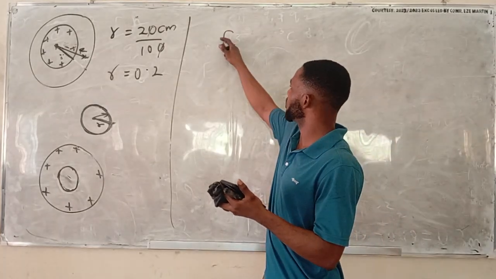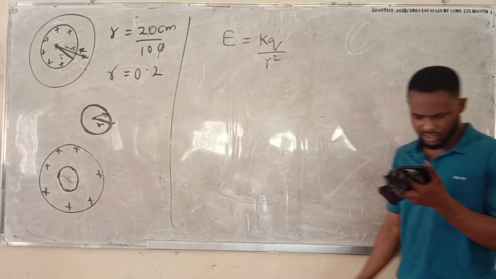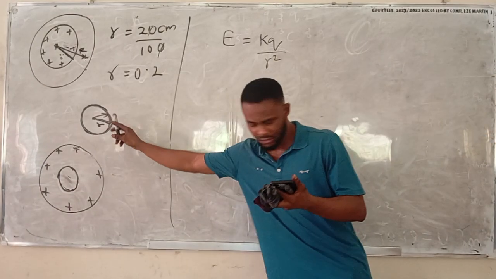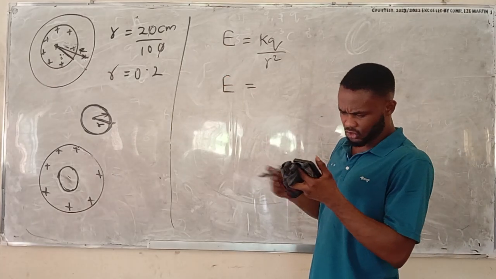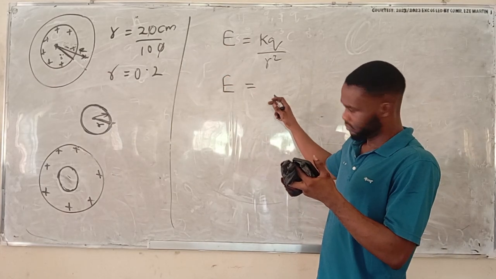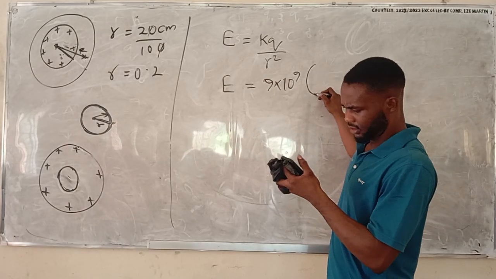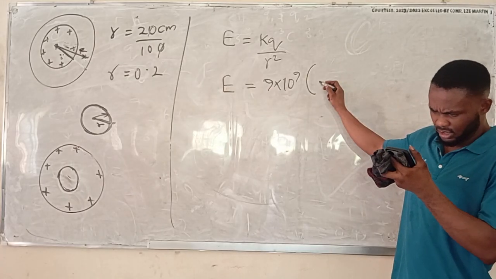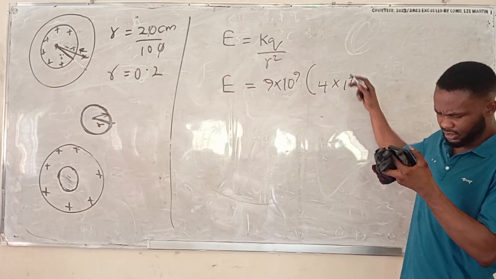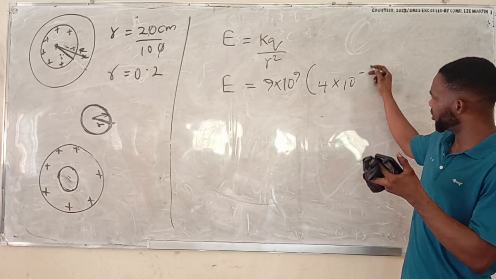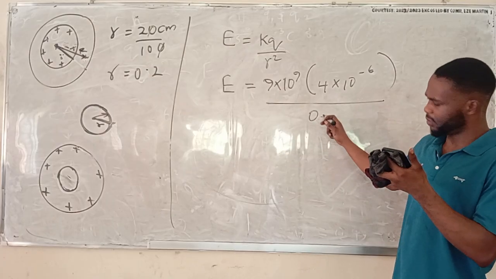So I'm going to be using E equals KQ over R squared. Somebody somewhere will be asking, but they said outside. This is also outside this sphere. Please note that. So E equals K, which is 9 times 10 raised to the power 9, the charge is 4 times 10 raised to the power minus 6, all over the radius, which is 0.2 in meters.